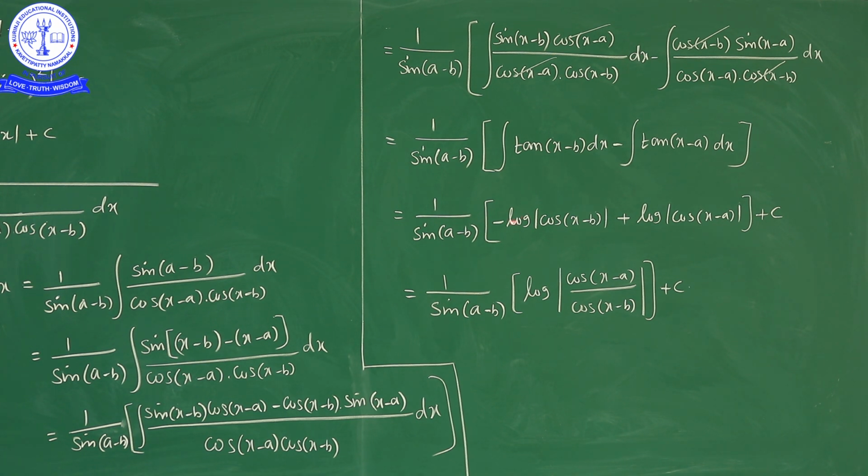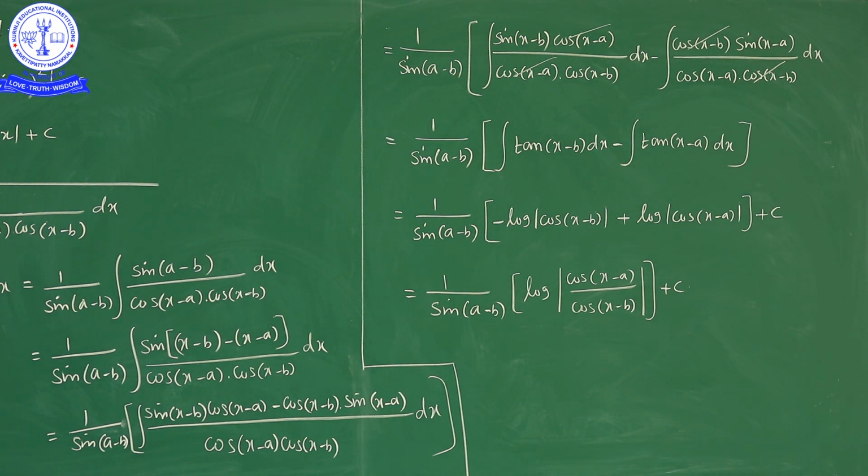So this integration is minus log mod cos(x minus b), and minus this integration is minus log mod cos(x minus a); already a minus is there, so minus of minus is plus, plus log mod cos(x minus a). Now, this is of the form log a minus log b. Log a minus log b is log a by b, so log of a by b, this is the numerator and this will be in the denominator. So log mod cos(x minus a) upon cos(x minus b) plus c. This sin(a minus b) continues throughout.